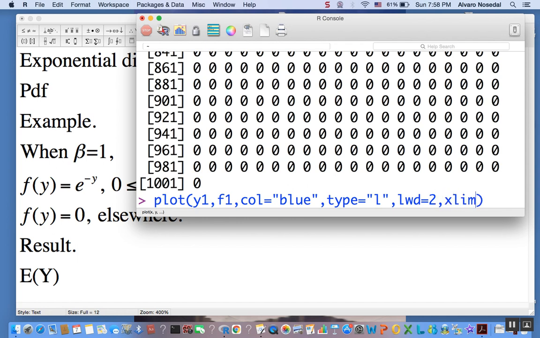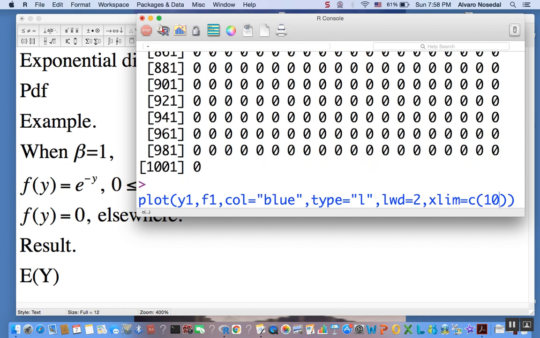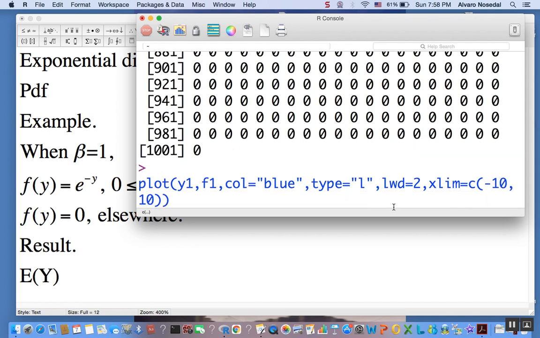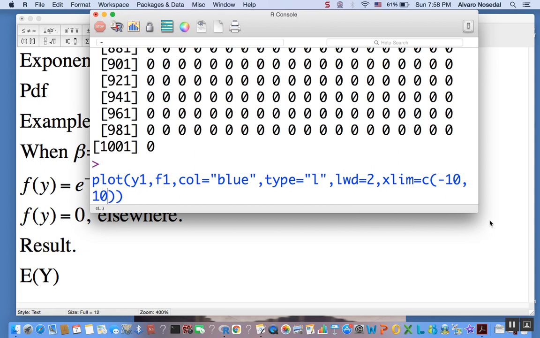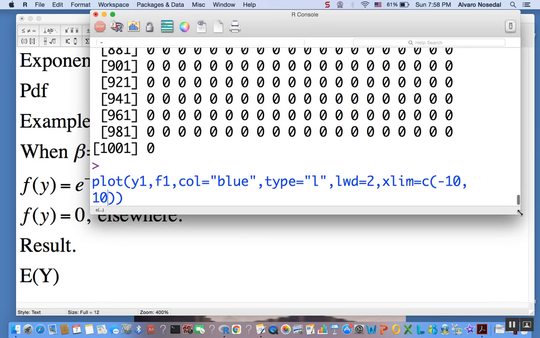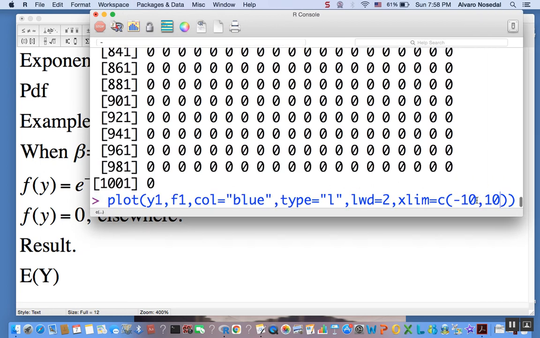For the horizontal axis, I would like to have the following limits. Remember that we are going to be doing this between negative 10 and 10. Those are the values that we created. So that's why we have that xlim, as in the limits for the x axis, and those are going to be negative 10 and 10.